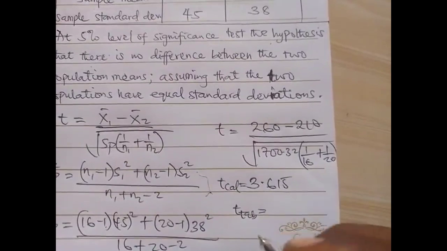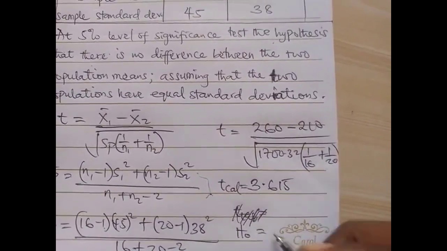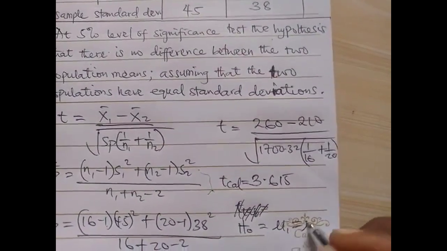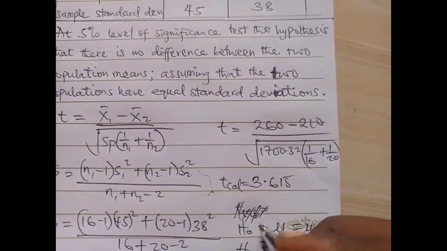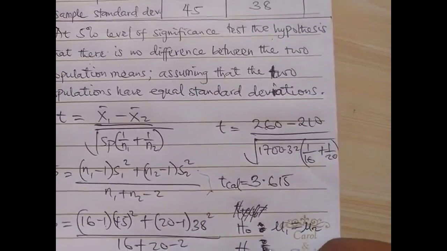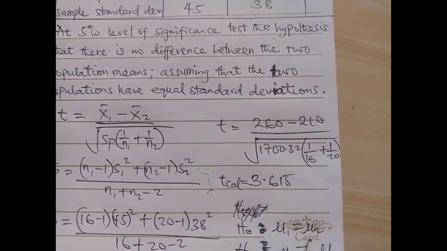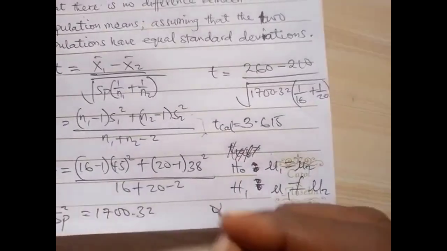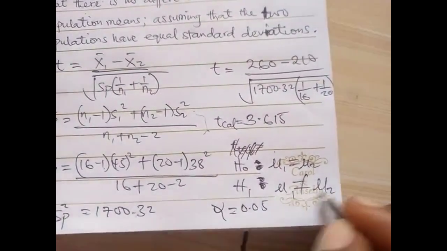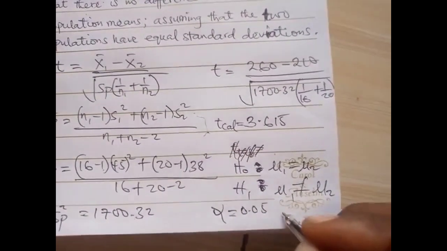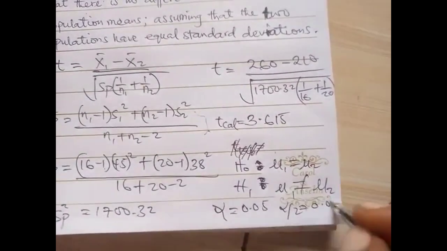Now for the t tabulated, we did not state the H0, which is the first thing we're supposed to have done. So H0 will say that there is no difference, which means mu1 is equal to mu2. Then H1 will say that there is a difference, which means mu1 is not equal to mu2, which is a two-tailed test. So our alpha is 0.05, and since it is a two-tailed test, we need to divide it by 2. So alpha over 2 is equal to 0.05 divided by 2, which is 0.025.